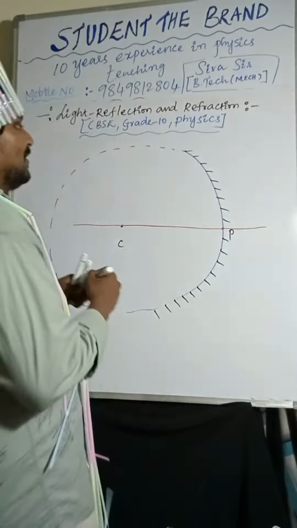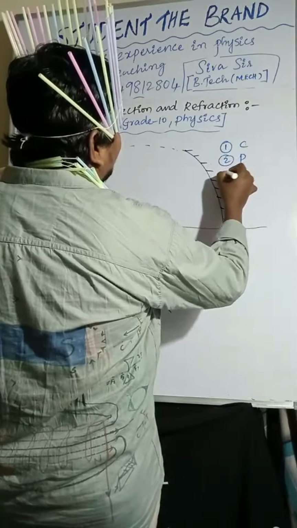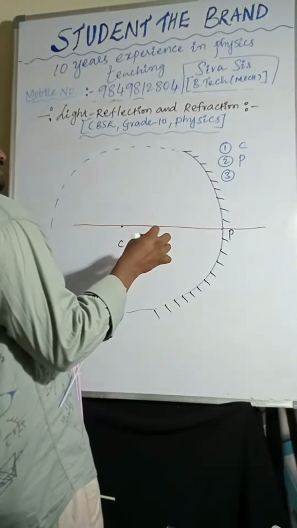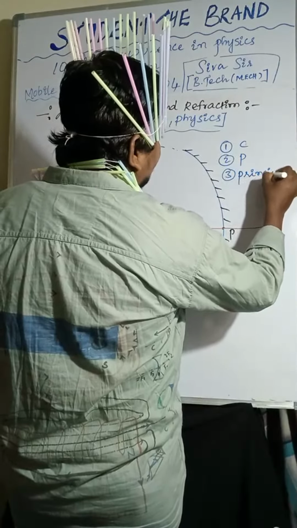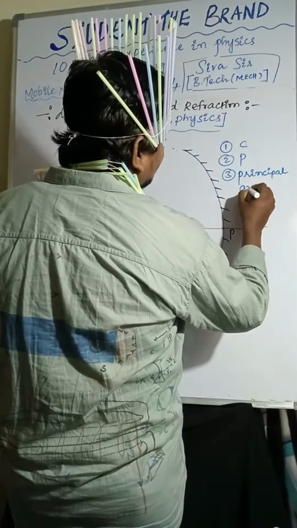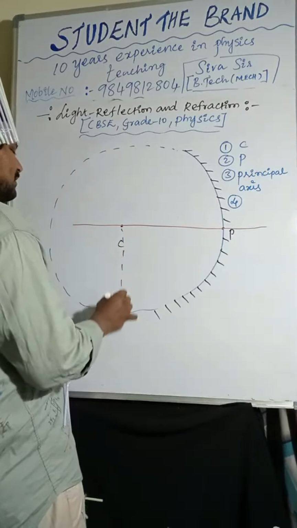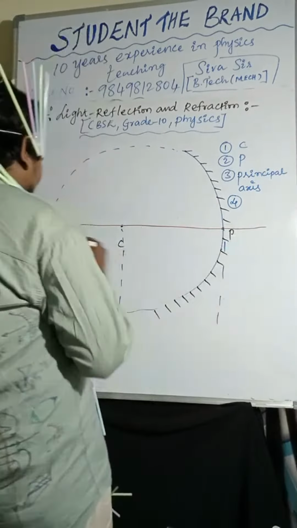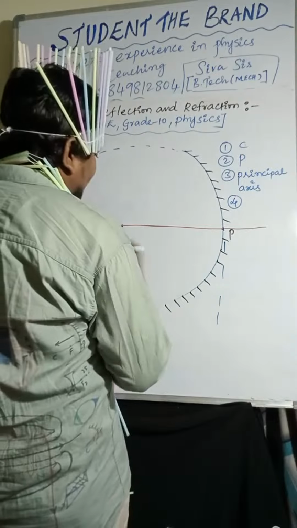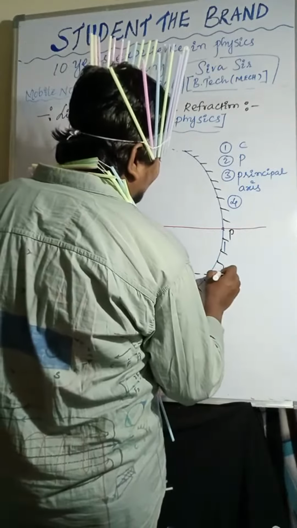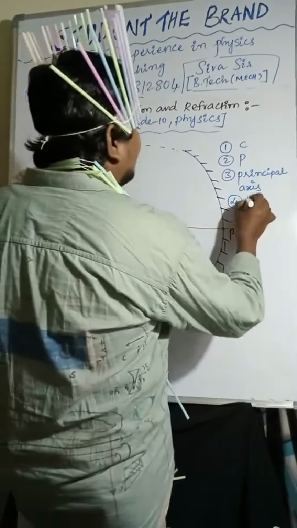First one is center of curvature. Second one is pole. Third one is principal axis. And the fourth one: the distance between the center of curvature and the pole is called the radius of curvature.